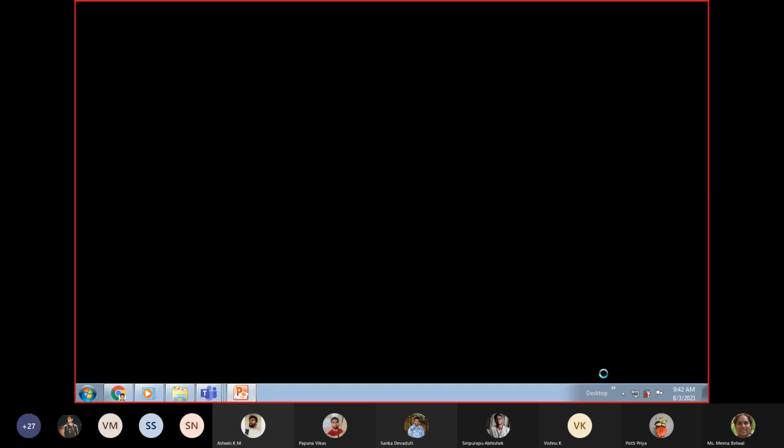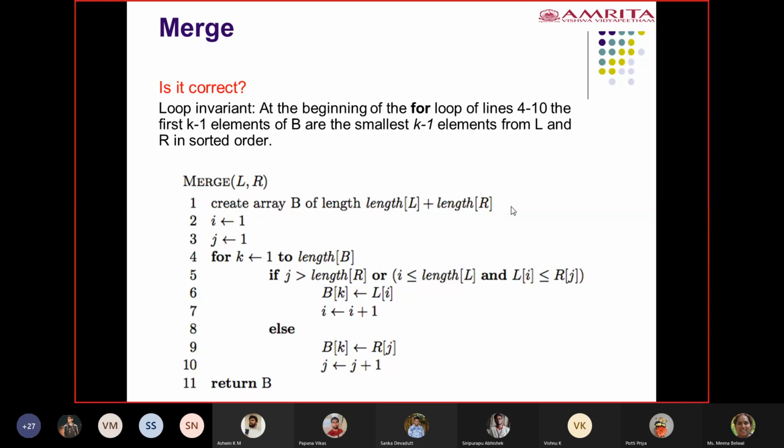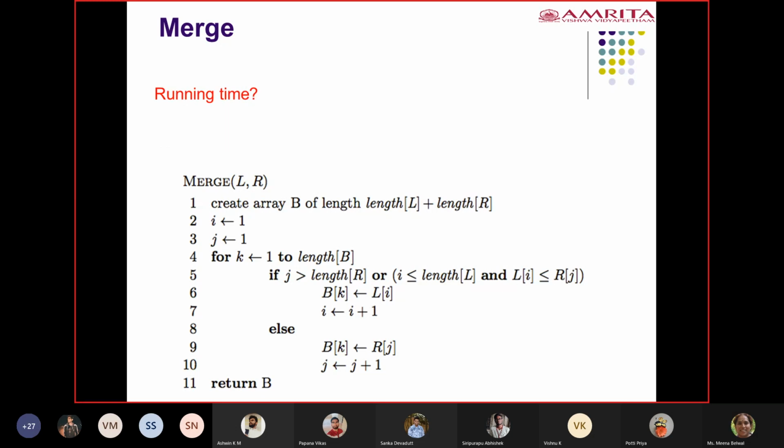Okay, so that is what we were saying about the loop invariant: at the beginning of the for loop of line 4 to 10, the first k minus 1 elements of B are the smallest k minus 1 elements from both arrays, L and R, in sorted order. All right. So let's talk about the running time.